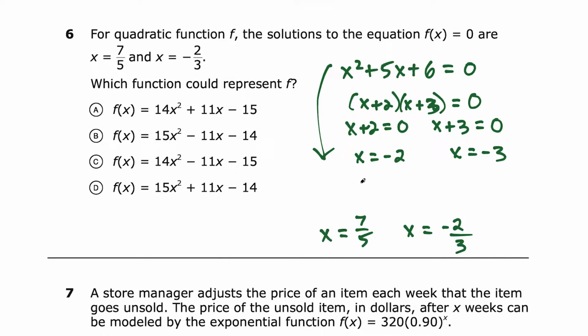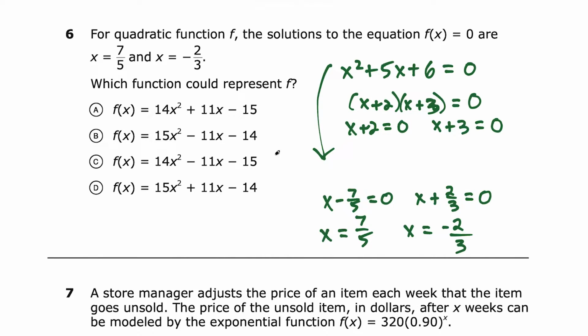Okay, so from here, what I would do is I would subtract 7/5 on both sides. So I have x minus 7/5 is equal to 0. And then for this, I would add 2/3 to both sides. I would have x plus 2/3 is equal to 0. All right, and now I'll just start to erase what we have here. So what happens then is that I have my factors expressed here, and I could multiply them together.